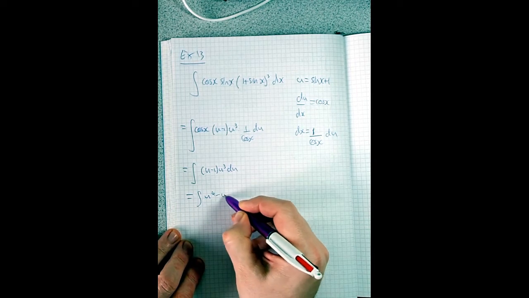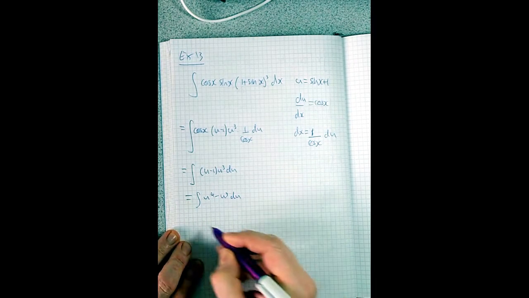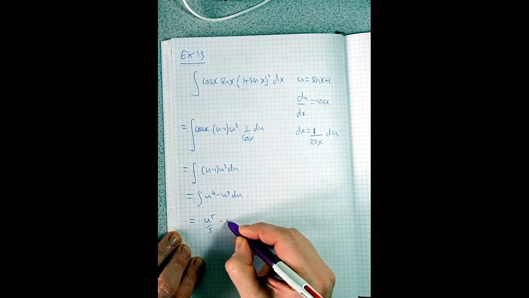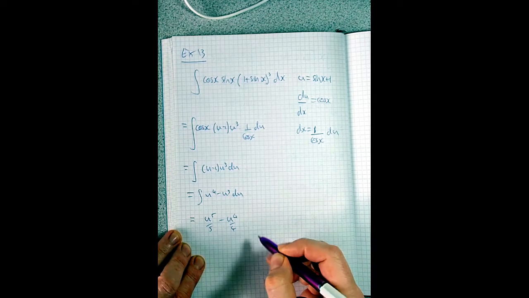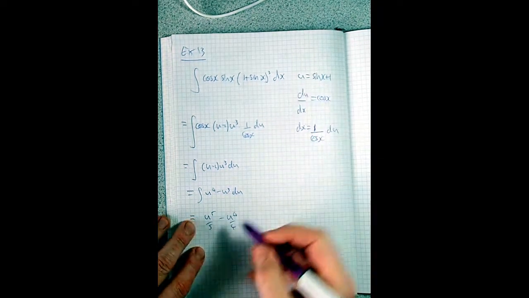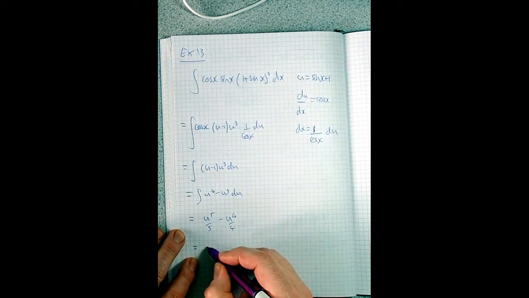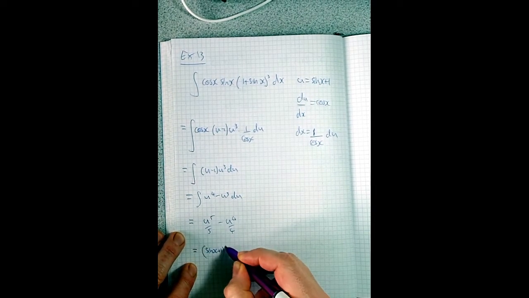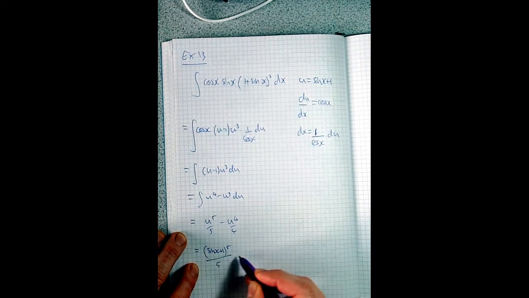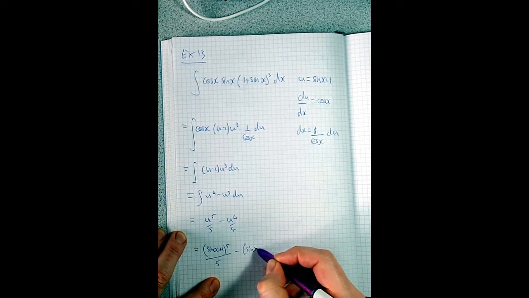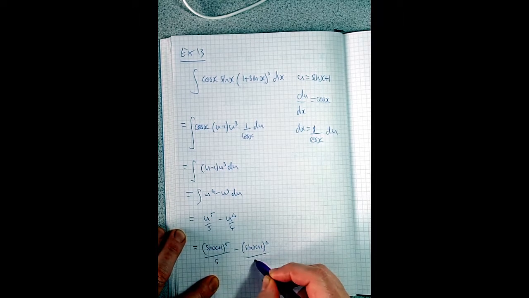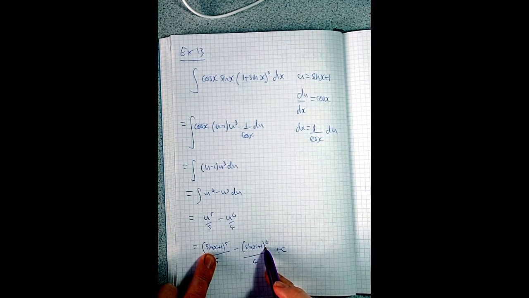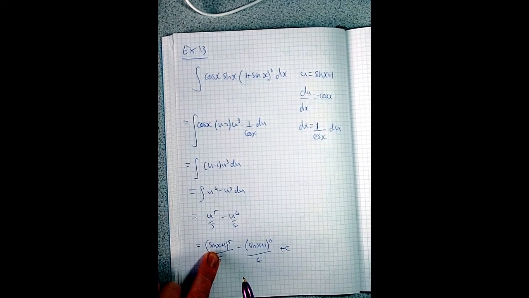Expand the brackets, simplify, integrate. U to the 5 over 5 minus u to the 4 over 4. Not forgetting to sub in, because my final answer needs to be in x. Sine x plus 1 to the 5 over 5 minus sine x plus 1 to the 4 over 4. And I'm not going to attempt to expand these and simplify.